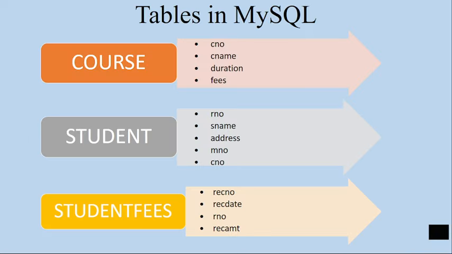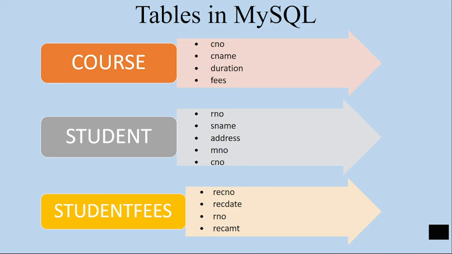Here I am considering three tables within MySQL: course, student and student fees. The course table has attributes CNO, CNAME, duration and fees. You can say attributes, fields or columns, whatever you want, everything is the same. Shakespeare said what is in a name, but whatever name you keep is fine. Then the student table has RNO, SNAME, address, mobile number and CNO. You can say attribute or column, as I said, anything is fine.